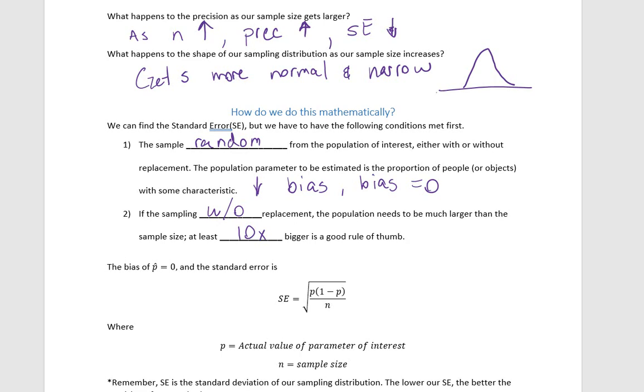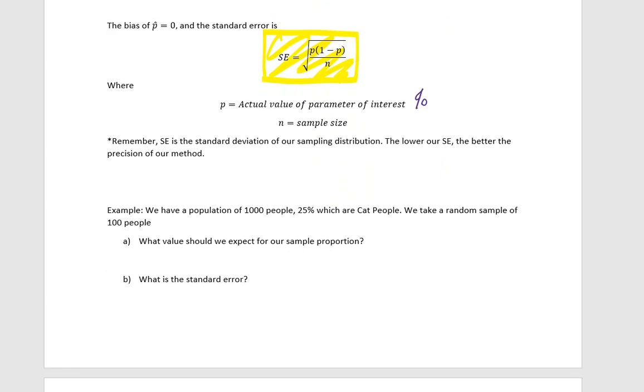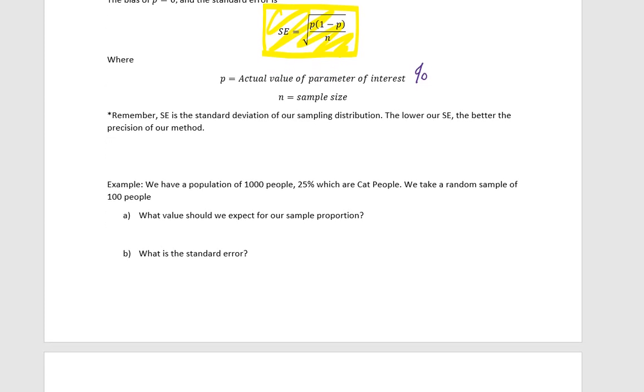The reason for this is that even though we've been harping on having a really big sample, we want to have a big population because that means that we can repeat our surveys over and over and over again. Okay? So, to calculate the standard error, we are going to use this formula here. Where p is the actual value of our parameter of interest, that's going to be a percentage, and n is the size of our sample. Remember, the standard error is the standard deviation of our sampling distribution, so the lower that is, the better the precision of our method.